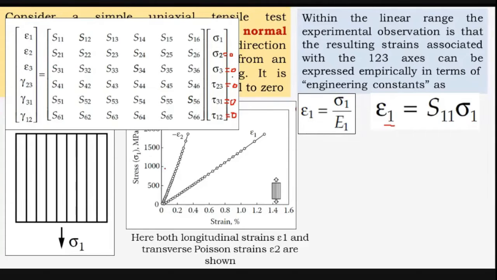Or we can say that because we know the relation, sigma is equal to E epsilon, because this is the Young's modulus in one direction. So epsilon 1 will be equal to sigma 1 upon E1. So what is this S11 then? Epsilon 1 is equal to sigma 1 upon E1. So S11 is equal to 1 upon E1. So we got this constant S11. Okay, so this is clear now.